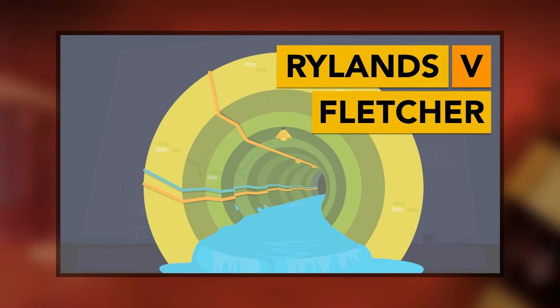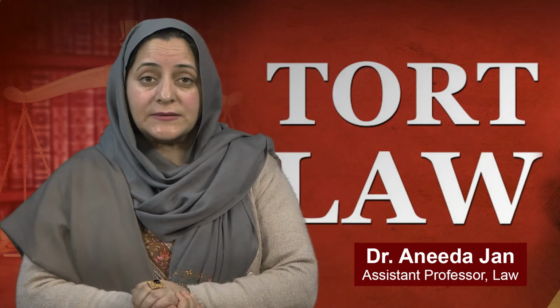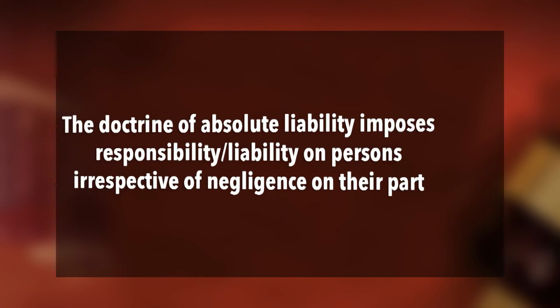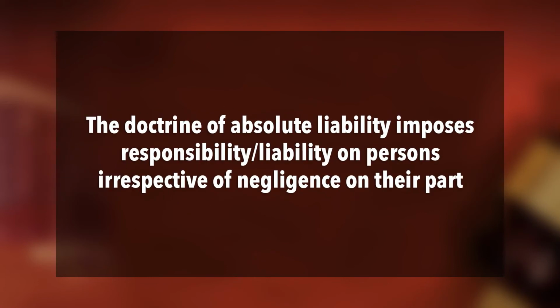The liability of the defendant under absolute liability is more when compared to strict liability. Strict liability provides certain defences to the defendant to get exemption from the liability, whereas absolute liability provides no defense and the defendant has no chance to escape from the liability. Therefore, the doctrine of absolute liability imposes responsibility, or you can say liability, on persons irrespective of negligence on their part. With this, we conclude today's topic on the doctrine of absolute liability.